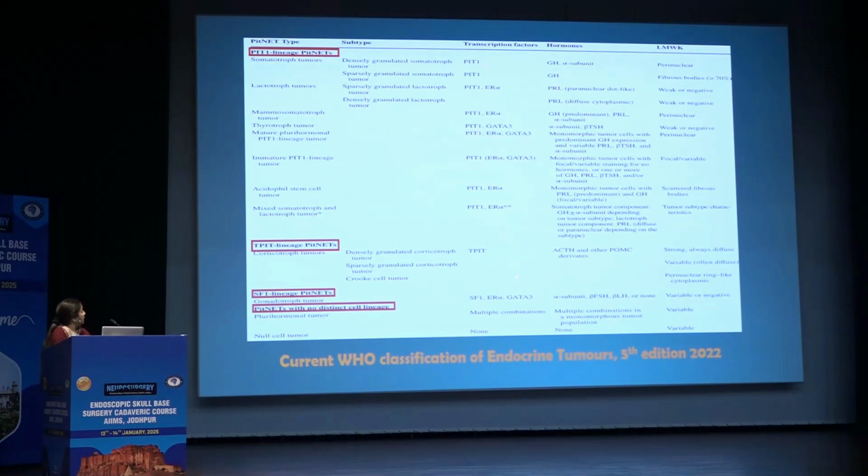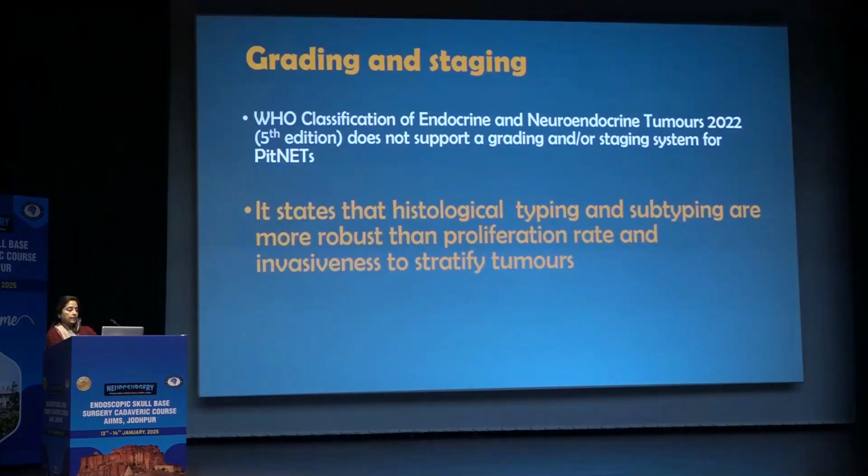Then we have to apply the panel of IHC for these transcription factors, for the hormones and the low molecular weight keratin, because the pattern of low molecular weight keratin has also been defined for almost all the lineages. This is something interesting in the new classification, that it states that histological typing and subtyping are more robust than any proliferation marker, and this only predicts the invasiveness to stratify the tumors. And basically, this classification has not given any grading or staging system for PITNETs.